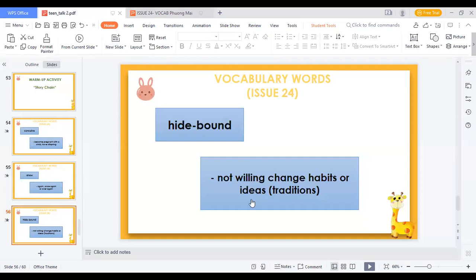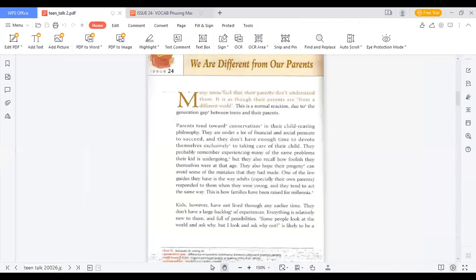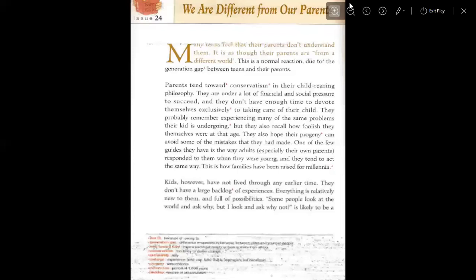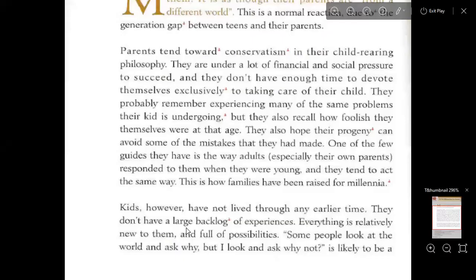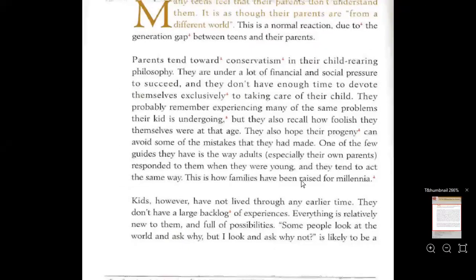Okay, let's continue with this one. We had this last week. I don't know if you remember. Do you remember I let you stop here reading? So I want you to continue reading. Read this part. Is that okay?